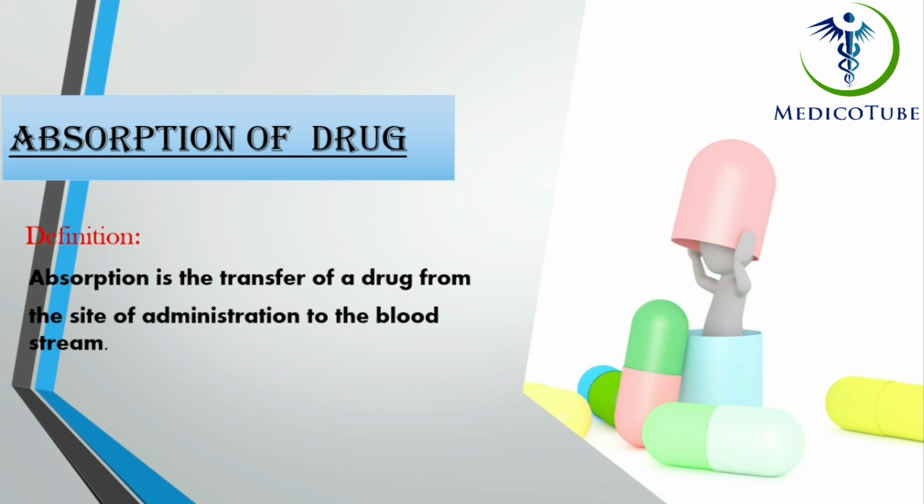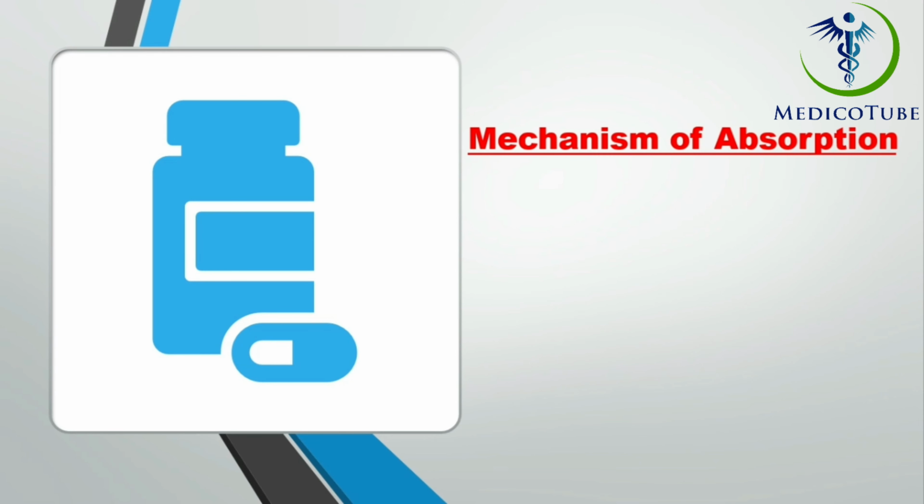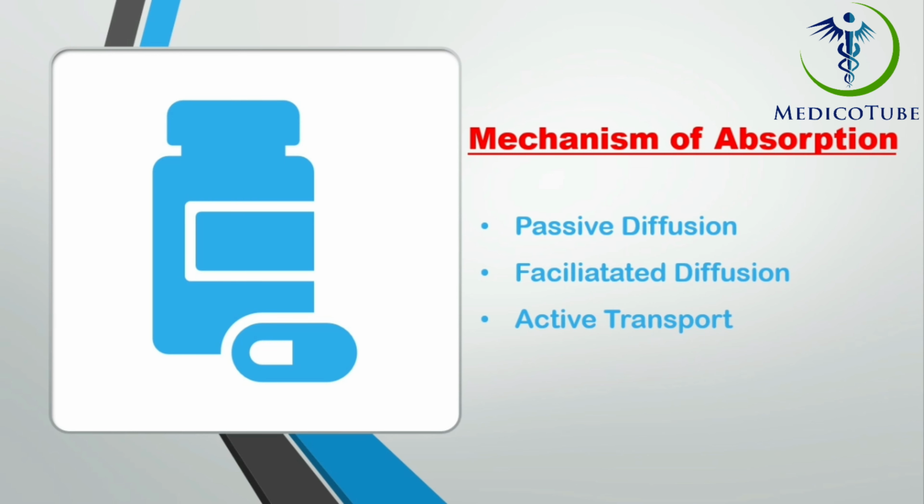Now let's discuss the mechanism of drug absorption. There are different mechanisms through which the drug is absorbed. Absorption of the drug can happen in 4 different ways depending upon the chemical properties of the drug. The first one is passive diffusion, the second one is facilitated diffusion, the third one is active transport, and the fourth one is endocytosis. So we will first go with passive diffusion.